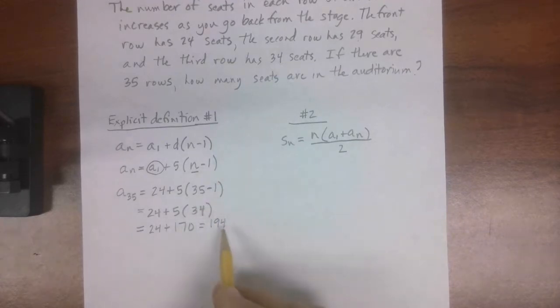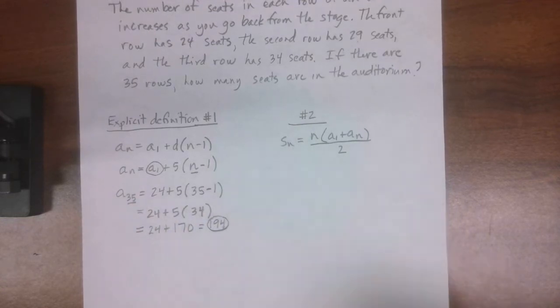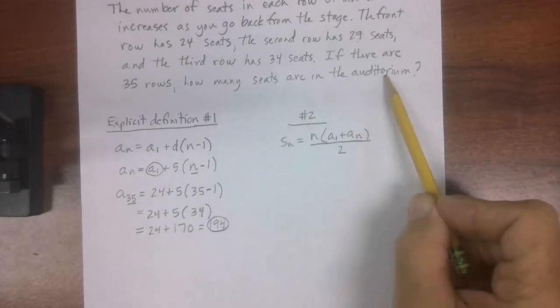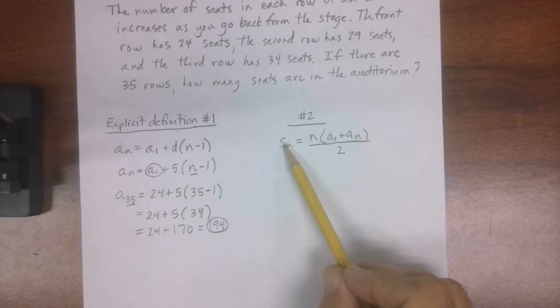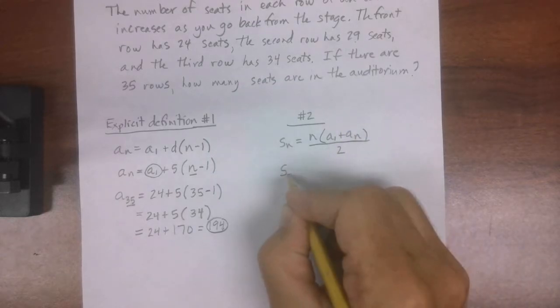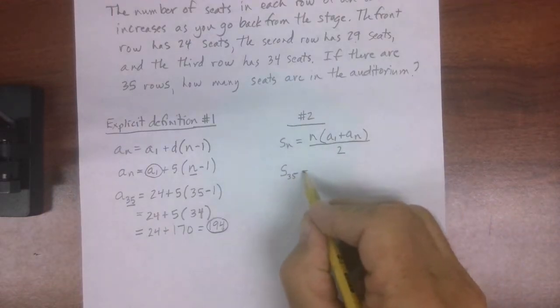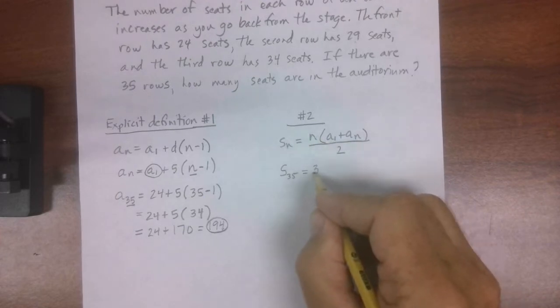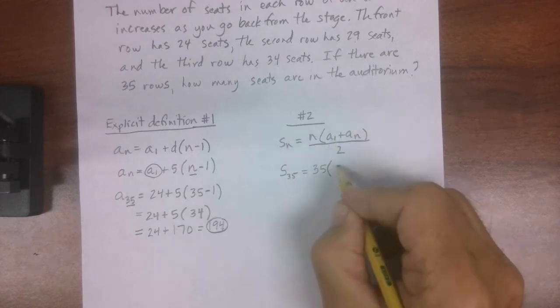Now if they were asking how many seats are in the 35th row, we'd be done. It's not what they're asking. How many seats are in the whole auditorium? Remember, this is the one that's going to find the total solution, whether it's cans or ceiling tiles or bricks. Now they're talking about seats. So we want to know the entire sum of all 35 rows. So we're going to use n as 35. Remember, the number of seats in our front row has 24.